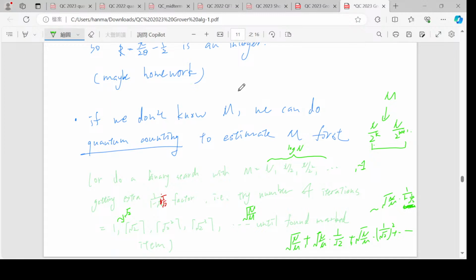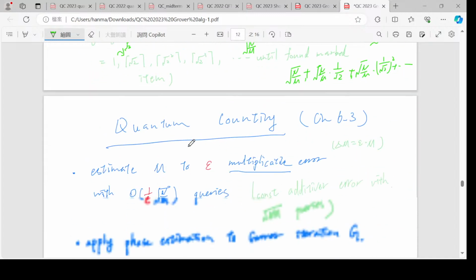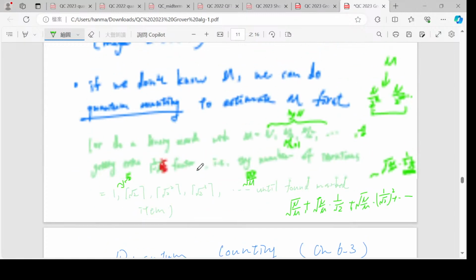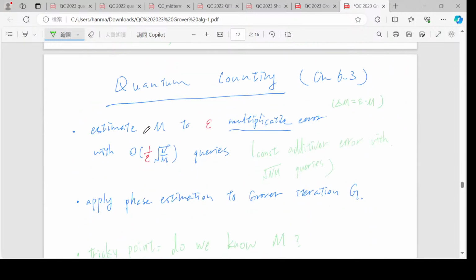Okay. And so this is how the book motivates quantum counting. But quantum counting is actually something more powerful to estimate, and it kind of does a poor job anyway, but it's pretty useful. So let's talk about quantum counting. So what does quantum counting do? Quantum counting, as we know, is very related to Grover search, and you want to estimate M to some error.